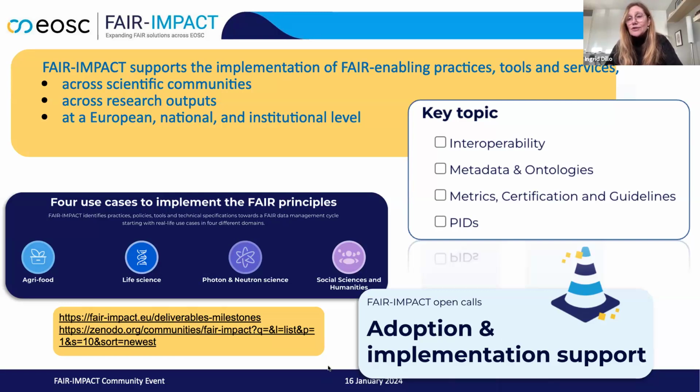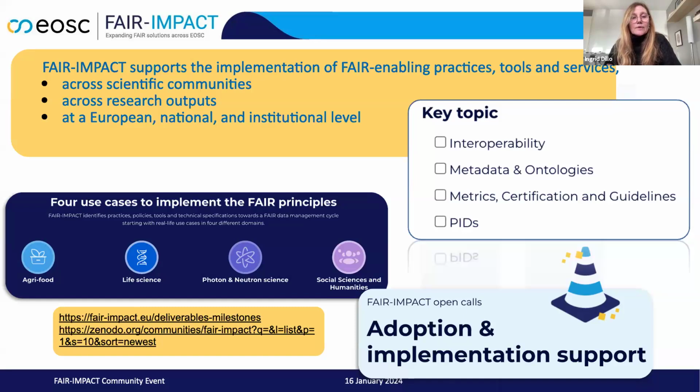So we identify FAIR solutions to guide repository managers, research performing organizations, and policymakers. They are our main stakeholders. And in doing this, we focus specifically on persistent identifiers, on metadata and ontologies, on metrics and certification, and on interoperability overall. In the project, we also work with a couple of domain-specific partners on a number of in-depth use cases. We have them in the social sciences and humanities, in the photon and neutron sciences, in the life sciences, and finally in the agri-food and environmental sciences. The aim of FAIR Impact is to realize a wide uptake of FAIR solutions by our key stakeholders. And again, these are the national and European research performing organizations, service providers, and repositories.